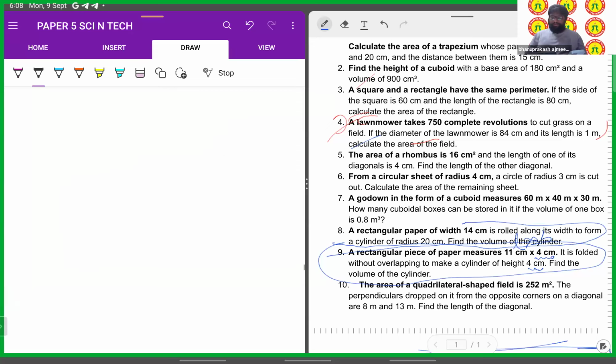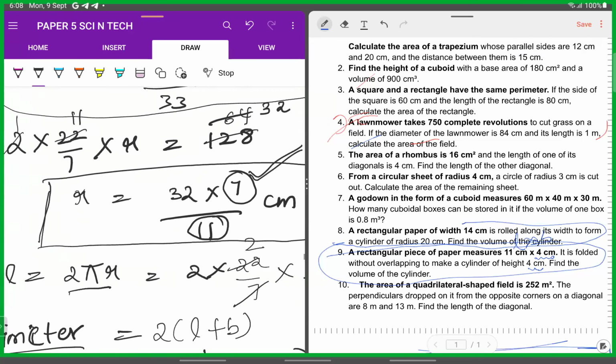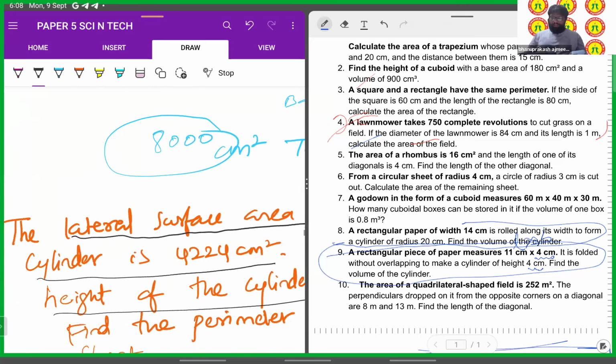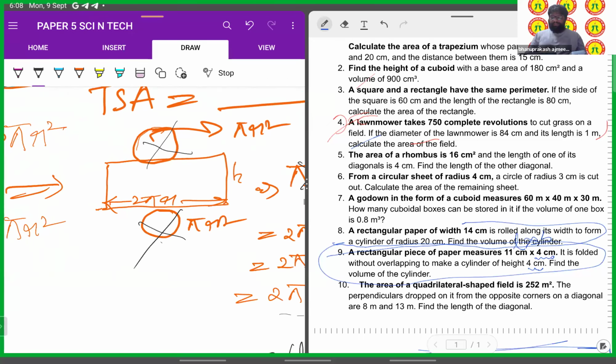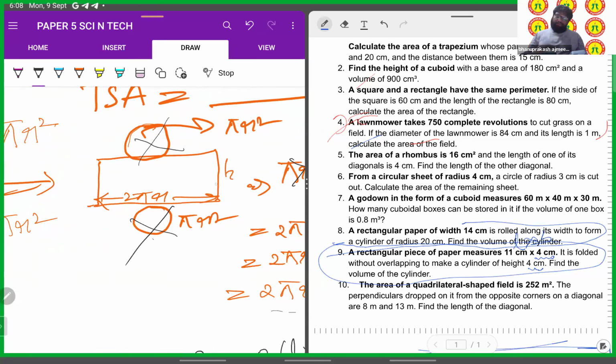In the previous questions also, I already clearly mentioned in the explanation. See this 2 pi r, and this will be the height of your cylinder. The width of the paper will always be the height of the cylinder. And one thing which is a confusion for you people is overlapping, without overlapping. Here, there are no cases of overlapping in a cylinder.